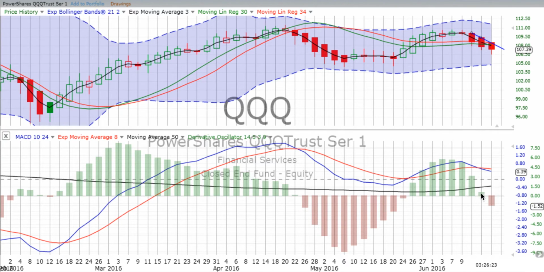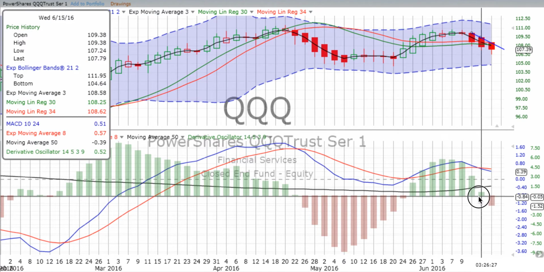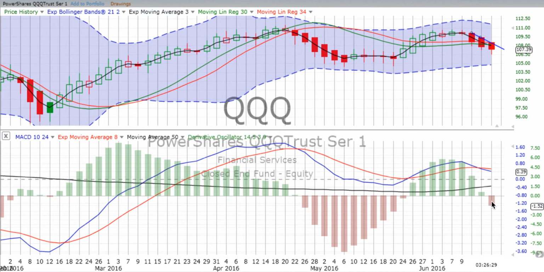We don't like it when the MACD crosses over and the derivative oscillator doesn't do so at the same time. It may cross later. Doesn't mean that the movement is not going to go in the direction of the MACD crossing. We just feel better when it all happens together.